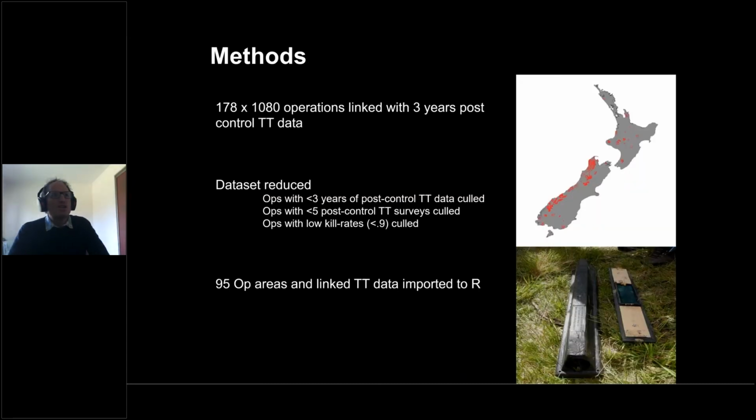So with the help of Josh, I pulled out of the rat tracking data set 178 operational boundaries and linked those with tracking tunnel data. I then whittled these operations down to only include those that had 3 years post-control data, more than 5 data points, and only selected ops that had high kill rates, because I'm really interested in what happens in operations where kill has been very effective. Anyway, this left a grand total of 95 operations and linked tracking tunnel data.